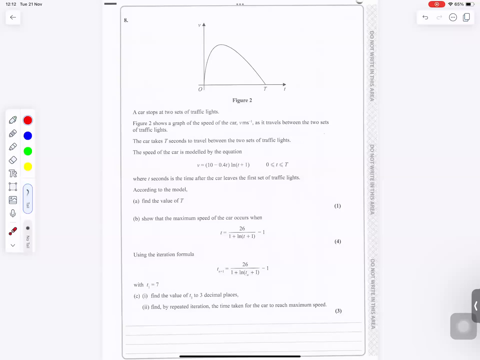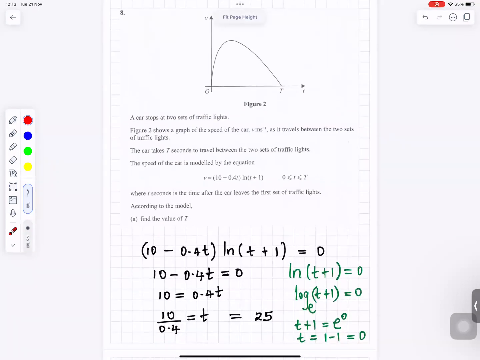Question number 8. We want to find the value of t that would make it when the Fed leaves the set of traffic lights, and that's when it's equal to 0. So either this first bracket is equal to 0 or this second bracket is equal to 0. That's how you solve it.